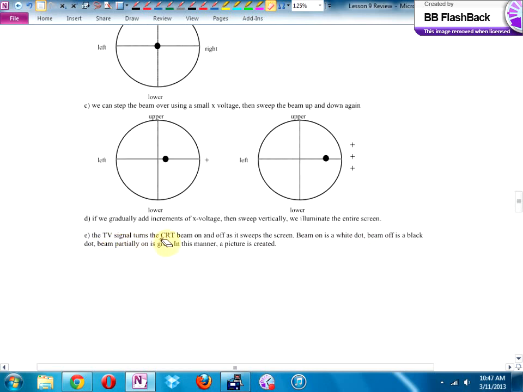The TV signal turns the cathode ray tube beam on and off as it sweeps the screen. Beam on is a white dot. Beam off is a black dot. Beam weaker, partially on, is a gray dot. And your eyes put that together and see a picture. And then we saw a video last day for a color TV. We said there's 3 different electron beam guns. You get your RGB, your red, green, blue approach.